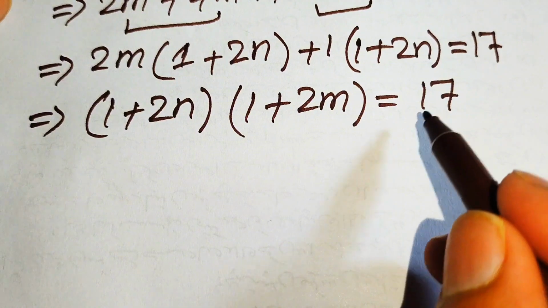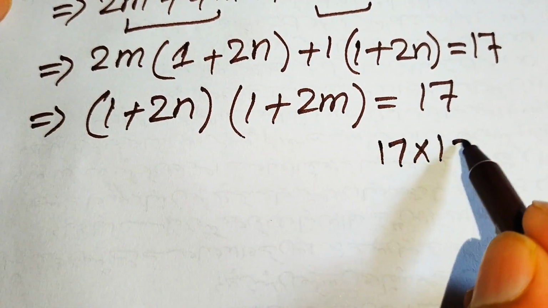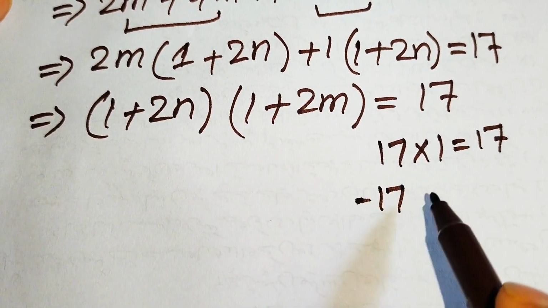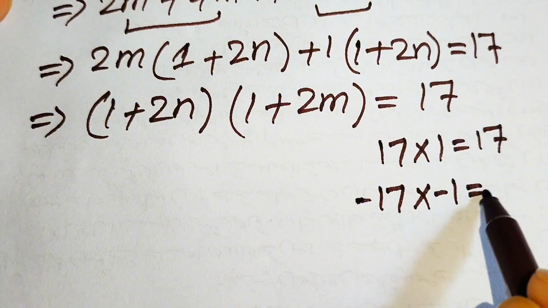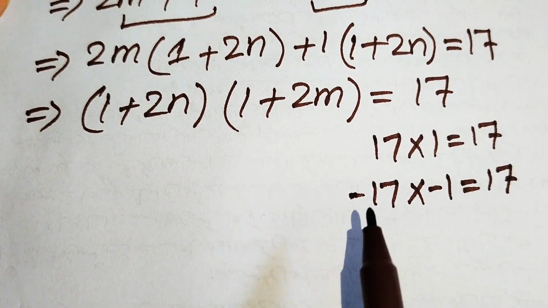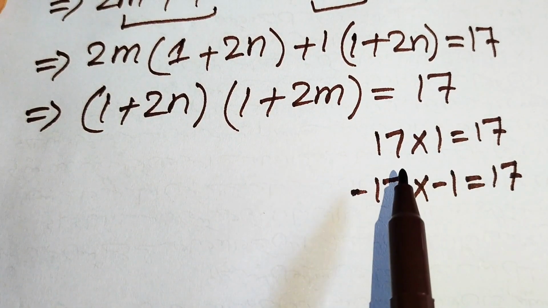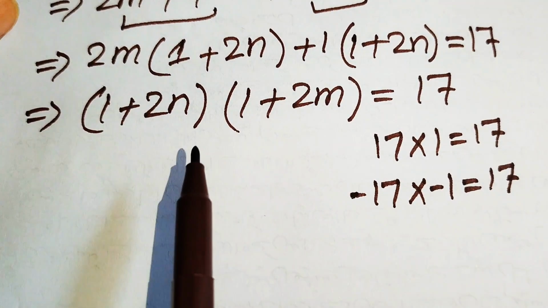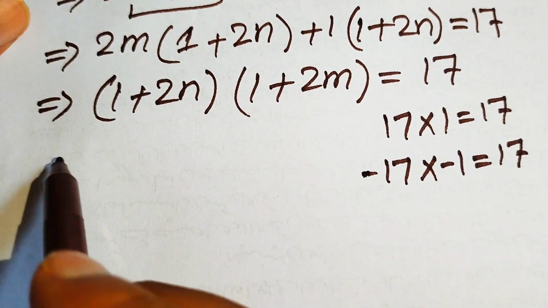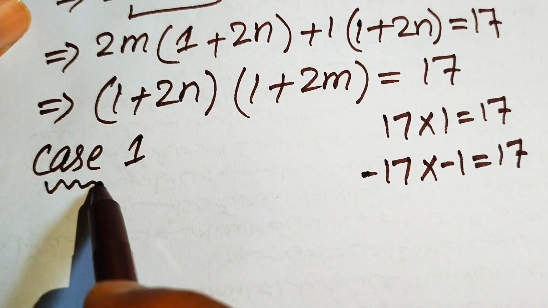So we write the factors of 17, and we know that 17 times 1 is equal to 17, and the other factors are minus 17 times minus 1, which is also equal to plus 17. So here we have two possibilities in which we get the number 17, so we have two cases. Now we compare these two factors on these two cases. First we have case number 1.